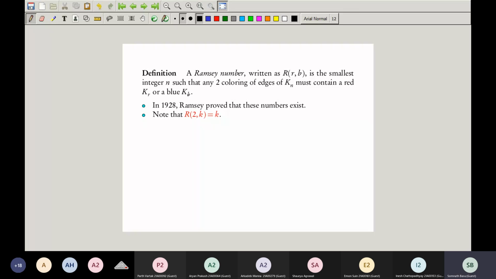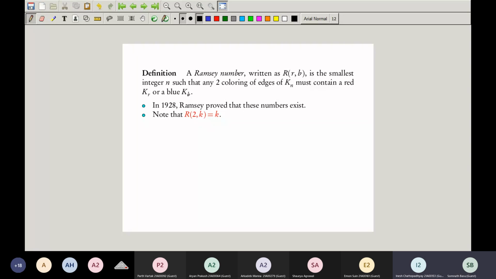This is very simple, and hence I didn't want to mention it at the outset, but I hope it is clear to everyone why R(2,k) is k. Any questions? What happens if R(r,b) is the number written after R, and I replace it by 2 comma k, which is k? How can I get that? So are you asking why is R(2,k) equal to k? Yes, sir.